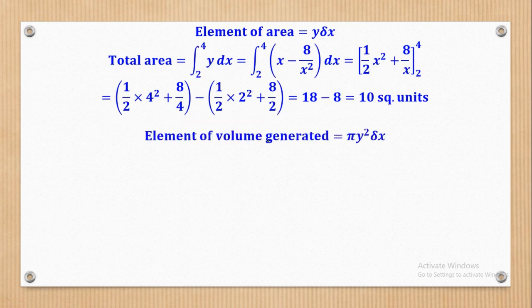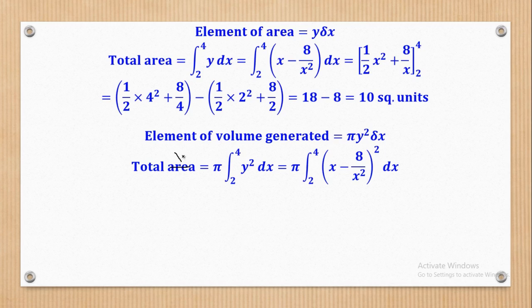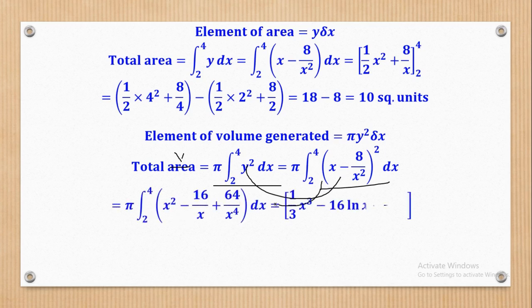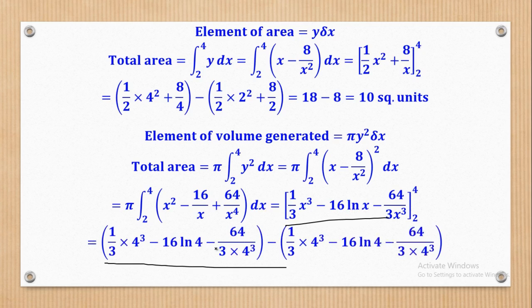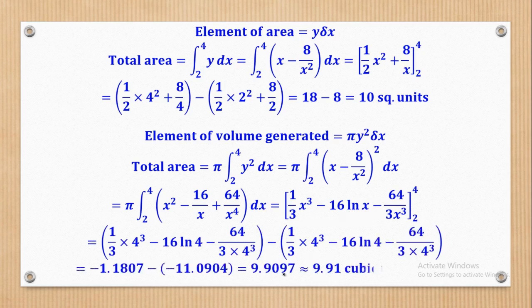What about volume? The element of volume is pi y squared delta x. I think you remember this under the topic of integration 1, and the good thing is it is also available on this platform. So come there for the total volume; this should be volume, not area. So the total volume is equal to this. We substitute for y, then expand this to come up with this. After expanding, integrate to come up with that. Then substitute the limits, and lastly use a calculator to come up with the required volume to three significant figures.